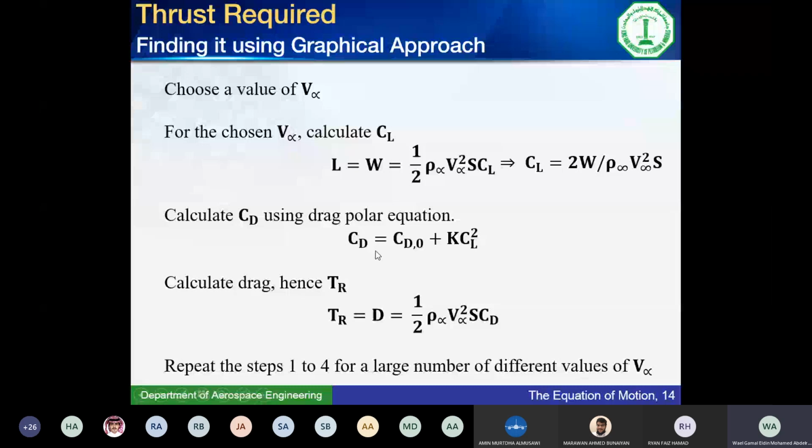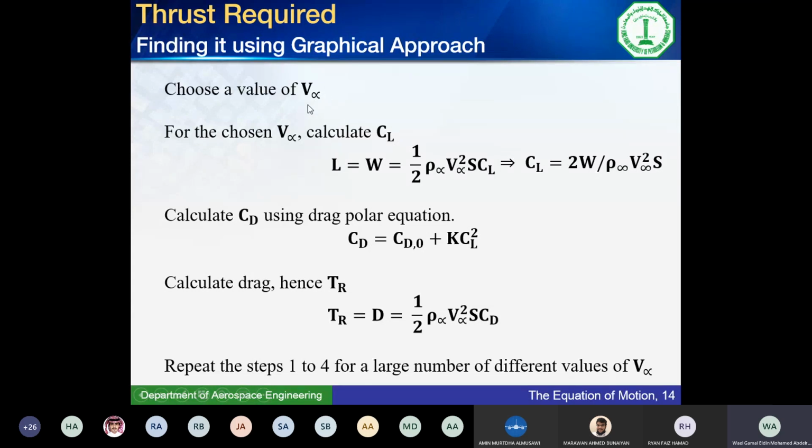Now I have CL, I will calculate the drag from CL. And from your reading in chapter 2 or from EE 220, we know that the drag depends on CL versus what's called the drag polar. The curve that relates the drag to the lift is called the drag polar. So when I have CL, I will get the CD. And once I have CD, I can calculate the drag, 1/2 rho V square S CD, and then that will equal the required thrust.